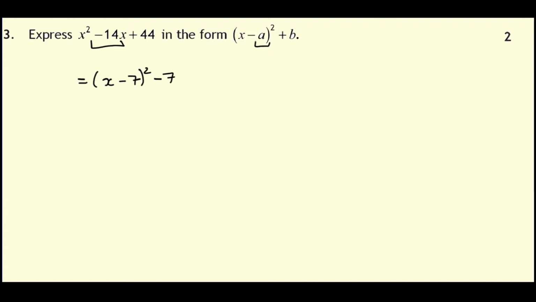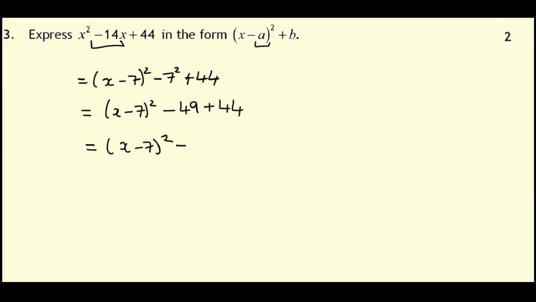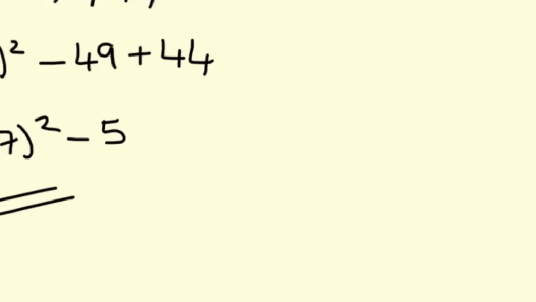All we're going to do now is tidy this up a bit. So x minus 7 squared, the 49 comes from there, and we'll add the 44 on. So that's going to be x minus 7 squared minus 5. Marks wise, it's 2 marks: 1 mark is for getting the bracket correct, and 1 mark is for getting the value on its own at the end.